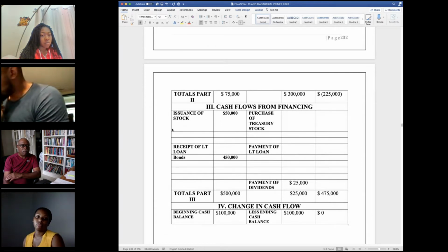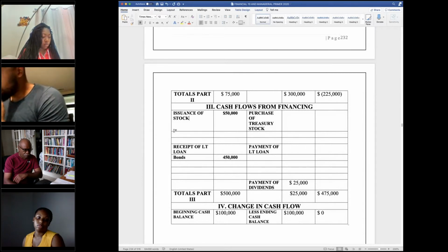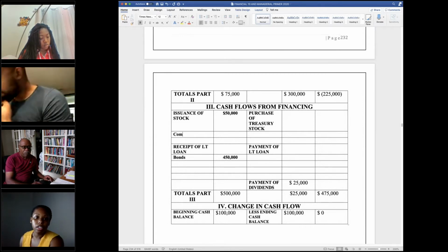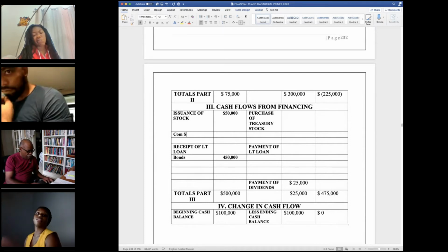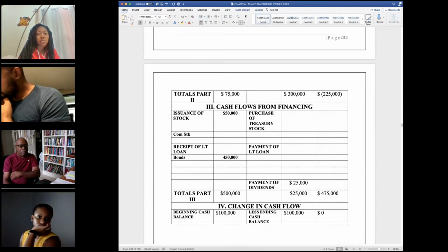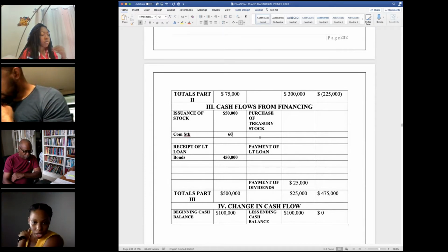Would I put common stock right here? Okay, yeah, right there, doesn't matter, common stock. How much did we say? 600. Okay.